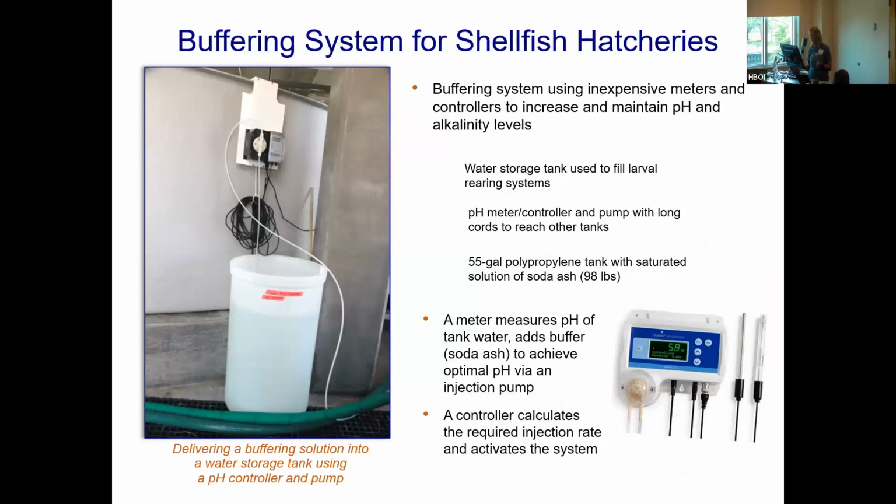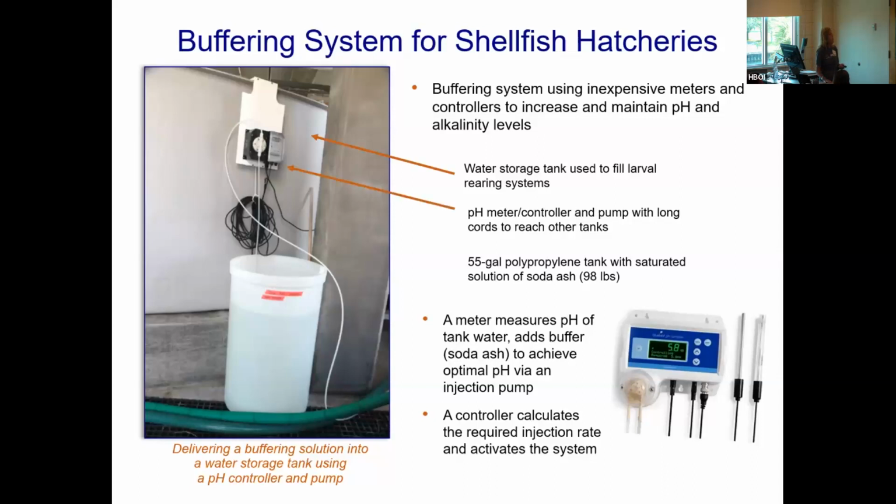But let's look at a buffering system. This is a picture of a setup at an oyster hatchery in Louisiana that was used to increase and maintain their pH and alkalinity levels, the components being: a reservoir tank that's used to store water to fill their larval rearing systems. Attached to that is a bracket that has a pH meter controller and pump with long cords that they can move to other reservoir tanks.